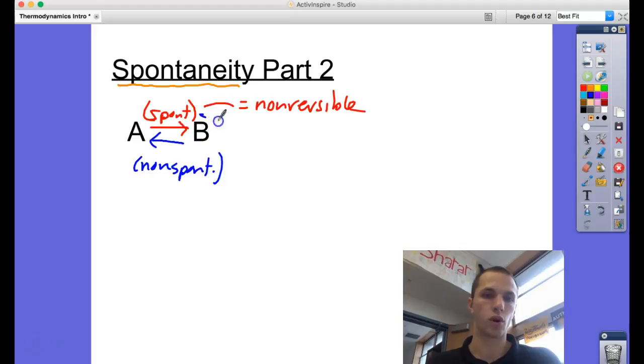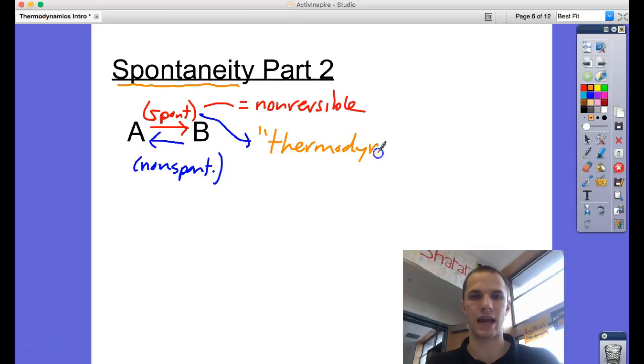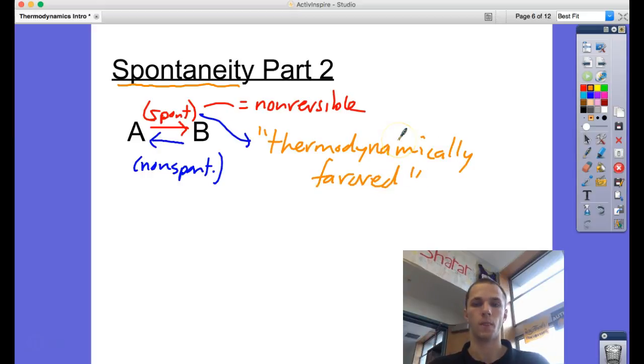Another word that we need to be familiar with here for spontaneous is thermodynamically favored. So the language that we'll see is, which of the following would explain why this reaction is thermodynamically favored? Or is this reaction thermodynamically favored? That's going to be based on, is it spontaneous or not?